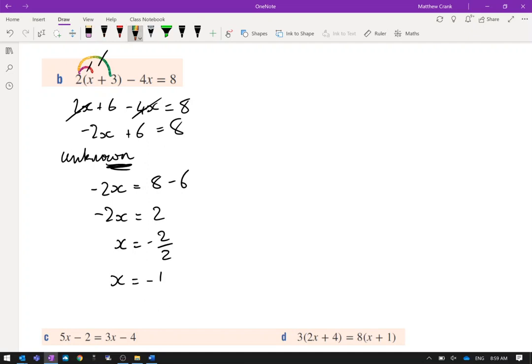So initially this might have been a little bit confusing because you would have looked at it and gone, oh no, there's two x's, what do we do? Well, we have to collect those like terms in order to reduce it down so that there's only one, and then we can solve it.